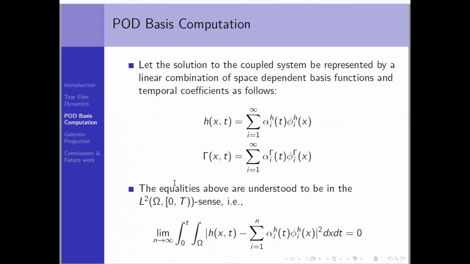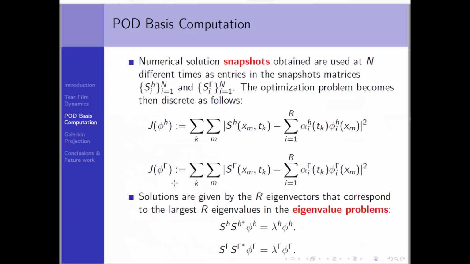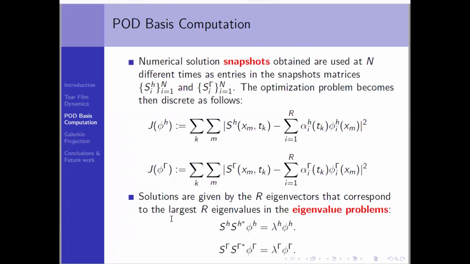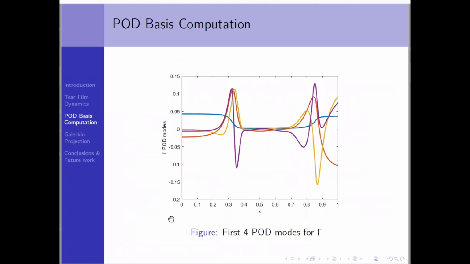POD, I don't have much time left, so I don't want to spend so much time on POD. We construct the POD modes using the eigenvalue problem, which is the well-known solution for the POD minimization problem. And we find the POD modes. And then we find the discrete temporal coefficients because we want to use them to compare our reduced order model to make sure it's valid. These are the POD modes for H and the POD modes for gamma.